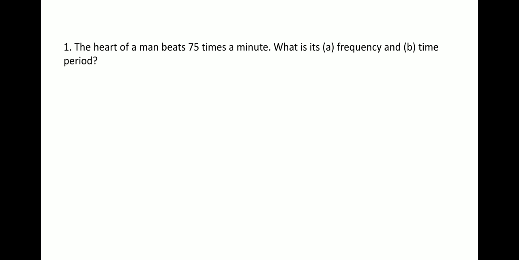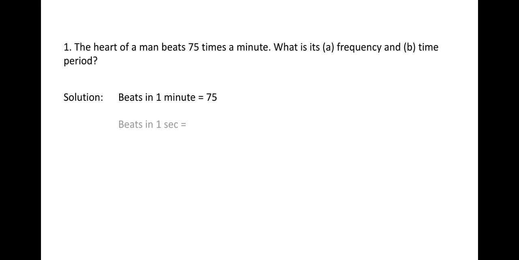So the first question from the book itself is, the heart of a man beats 75 times a minute. So what is its frequency and time period? So let's look at the solution. So here the question says the heart beats 75 times a minute. So beats in 1 minute equals 75.